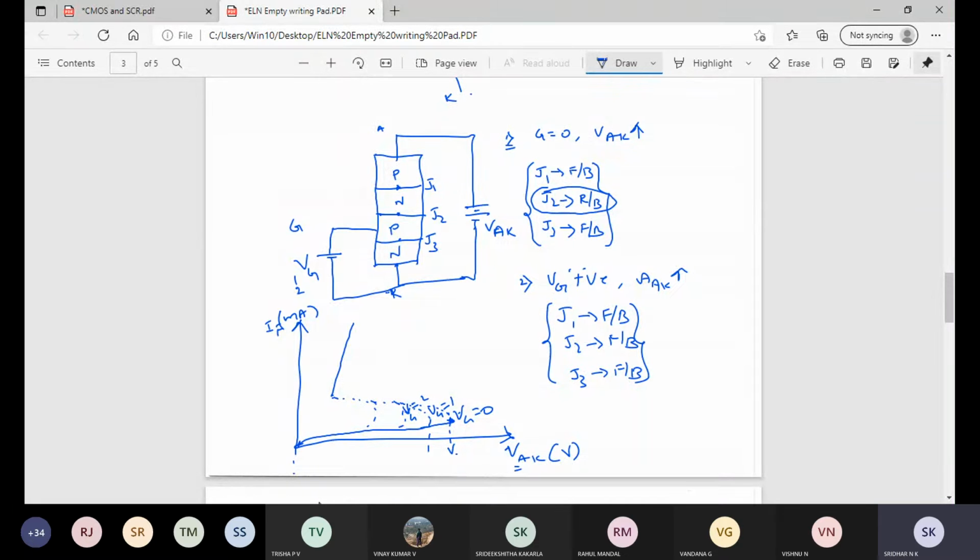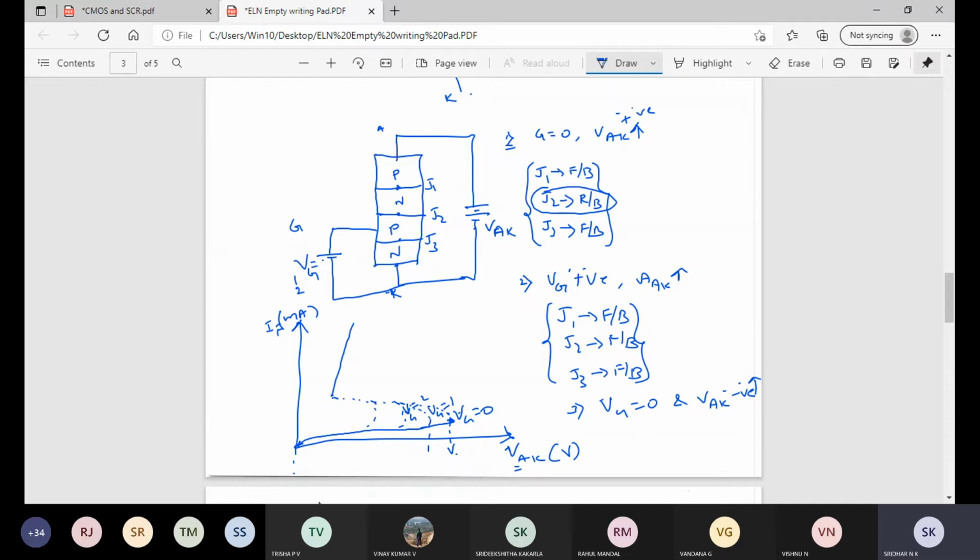And if you see the reverse blocking mode, that is the third one, if I apply negative voltage here without giving any voltage here, that means Vg is equal to 0 and VAK is negative. VAK is negative, applied in steps. Here VAK is positive, applied in steps, whereas here VAK is negative, applied in steps.